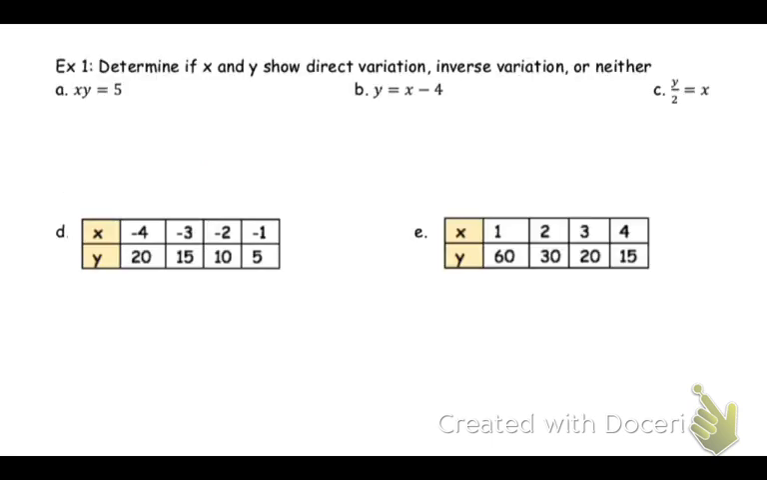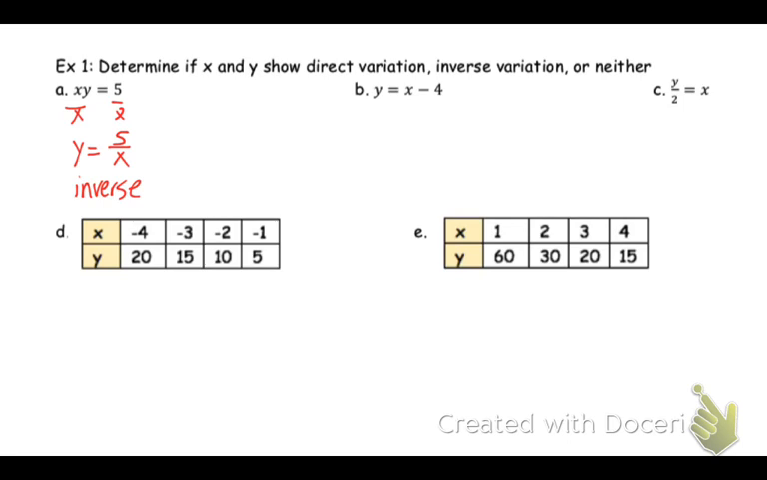So let's look at an example here. We're going to figure out if these relationships are a direct or inverse variation. I think the easiest way to do this is to solve for y, and then from there we can look and see what our equation looks like and which equation it matches up to. On this first one, I'm going to divide both sides by x. And if you look, this looks exactly like our inverse variation, where k would be 5, and this would be an inverse variation.